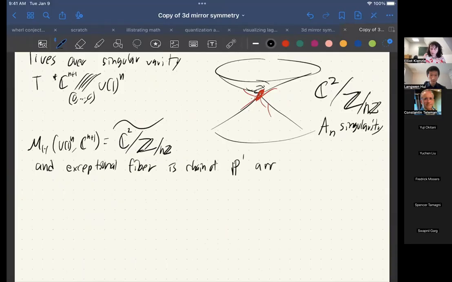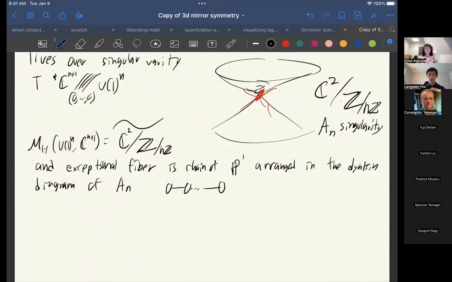And these are arranged in the Dynkin diagram of A_n, which looks like this. Okay? So this is just one instance of the McKay correspondence. And all of the other resolutions of singularities also come up as Coulomb branches or Higgs branches of certain theories. And it's a very interesting way to approach this. So, very rich McKay correspondence.